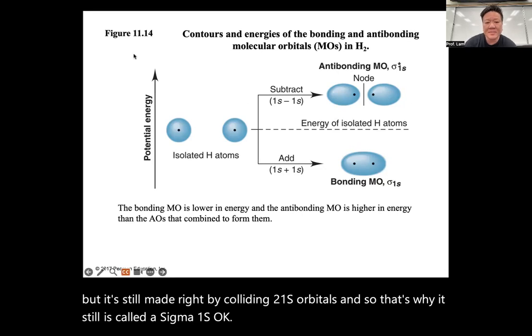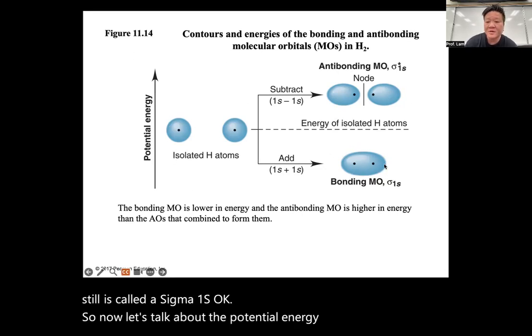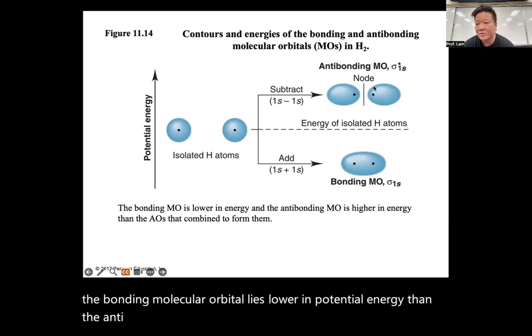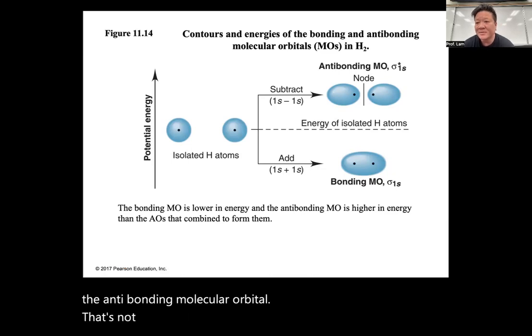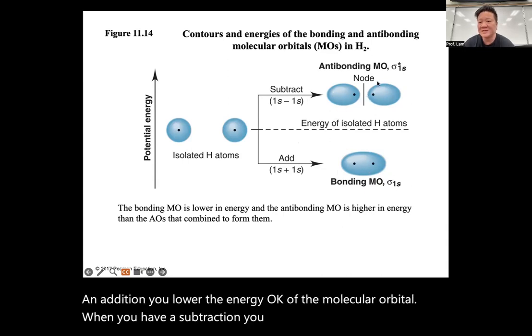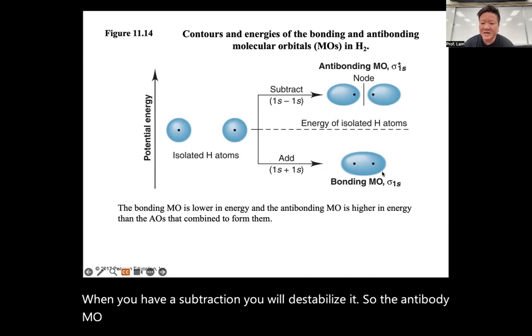So now let's talk about the potential energy of the two. Notice that the bonding molecular orbital lies lower in potential energy than the anti-bonding molecular orbital. That's not surprising, because when you have an addition, you lower the energy of the molecular orbital. When you have a subtraction, you will destabilize it. So the anti-bonding MO will always be higher in energy than the bonding MO.